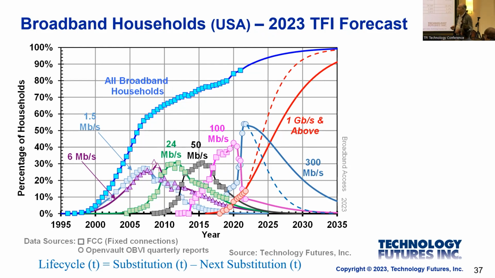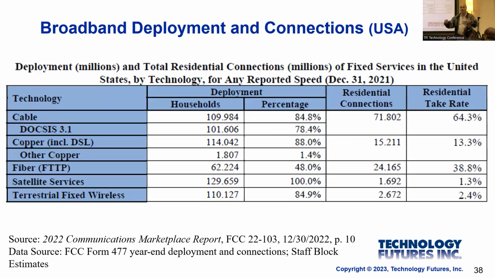Okay, so that's sort of the subscriber side of things. Let's now talk a little bit about the supply side of things. Basically, as consumers, we can't subscribe to something unless at least one provider is offering it. And we call that availability. And that's the same as deployment, which is what the FCC uses.